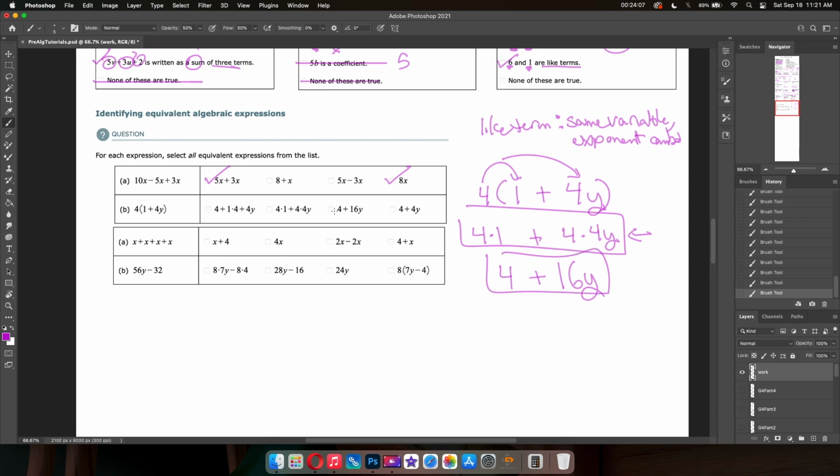4 plus 16y, there it is. What else? 4 times 1 and 4 times 4. 4 times 1, nope, that's not it. 4 times 1 and 4 times 4. There it is. Those are the 2 options we're going to be picking. Now, what else do we have?